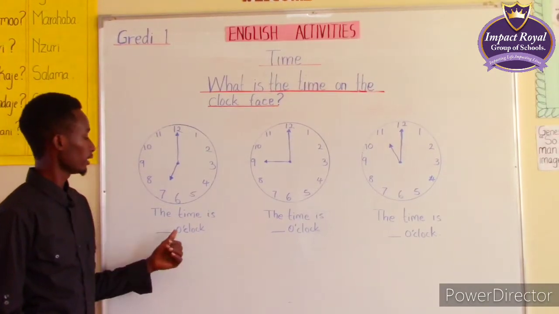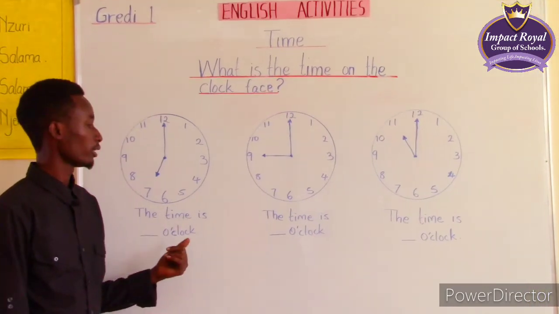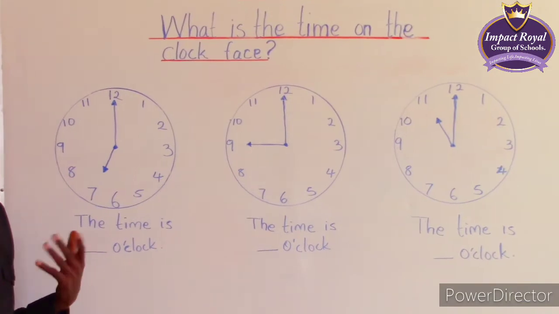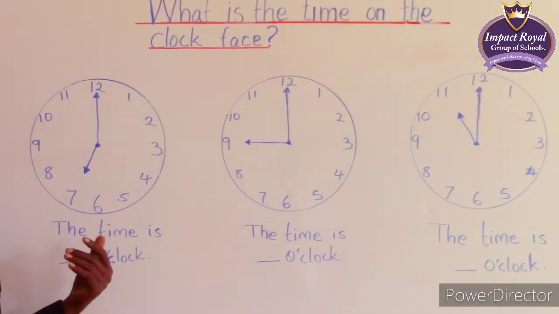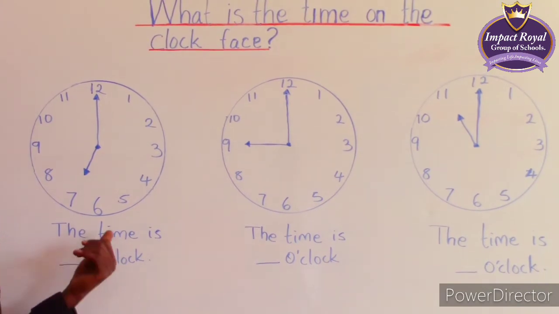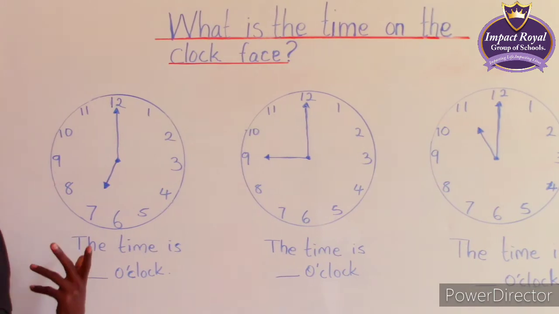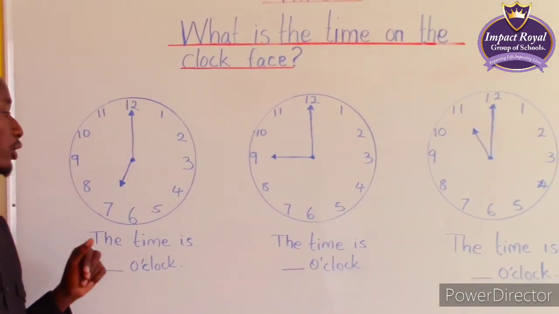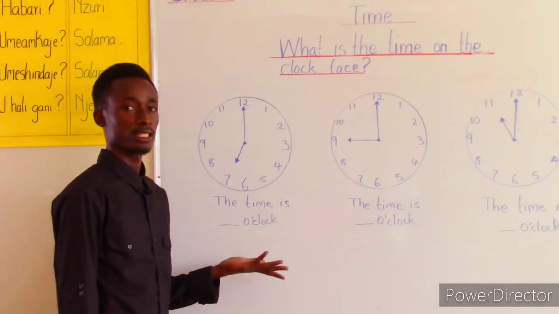With me here are 3 clock faces which are going to help us to identify the time. We are going to use them to say what the time is. By now I hope you know already that what you are supposed to do is to look at the short hand. Where is it pointing, or which number is it pointing at? The first clock face here is showing that the short hand is pointing at 7. So what is the time?